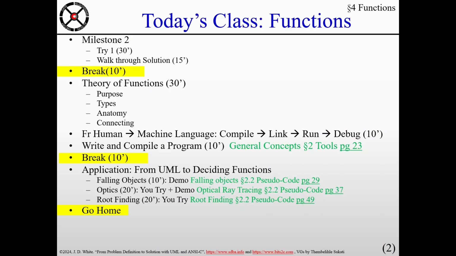We'll do a little bit of review again on compiling, linking, running, and debugging a program. And we'll quickly review that. You'll write and compile a short program. We will then break for another 10 minutes, and then we'll start to apply, going from UML to deciding the functions you want to use in your program. I hope we will be able to complete this. I'll first demonstrate doing it with following objects. Then we'll basically work through together in optics, and then you'll do it yourself with root finding. Okay, so that's basically our plan for today.